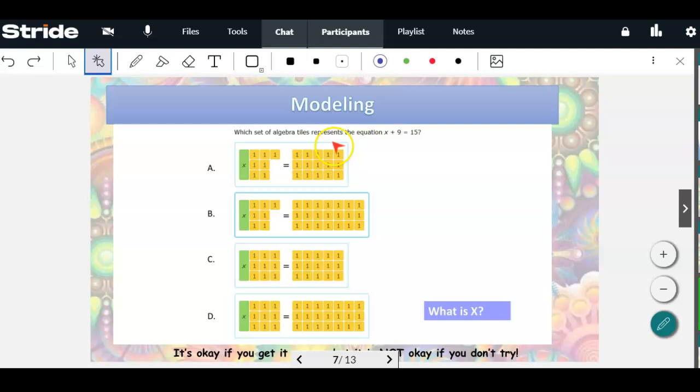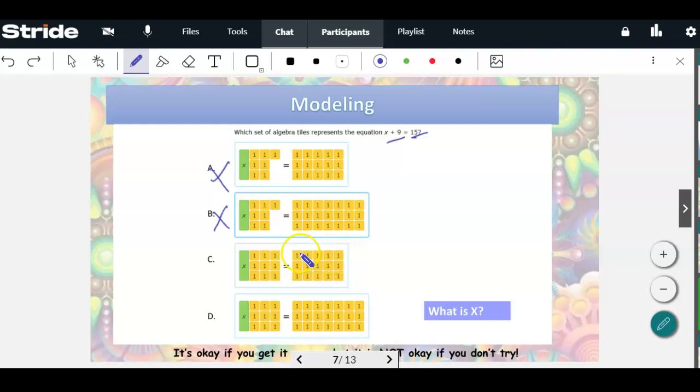So which set of algebra tiles represents the equation x plus 9 equals 15? Okay, well, they all have 1x. So now we need to look for, this says plus 9. There's only 7 here. So we can eliminate A and B. So C and D are good for the first part of this, x plus 9. Then we want to find is equal to 15.